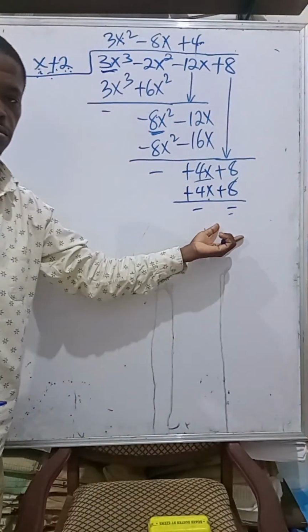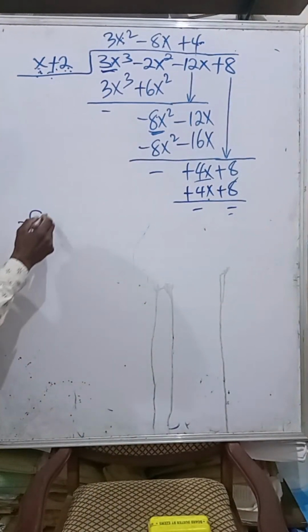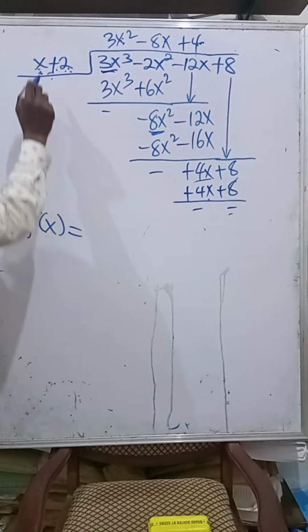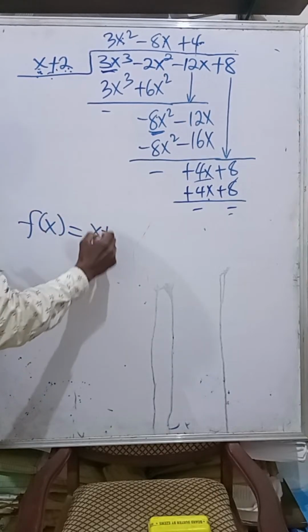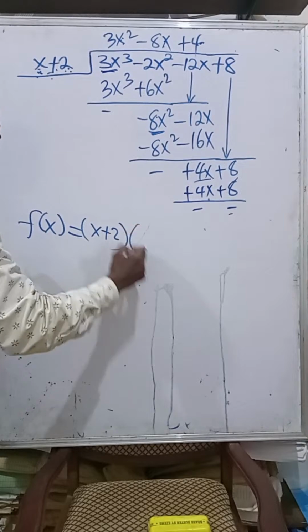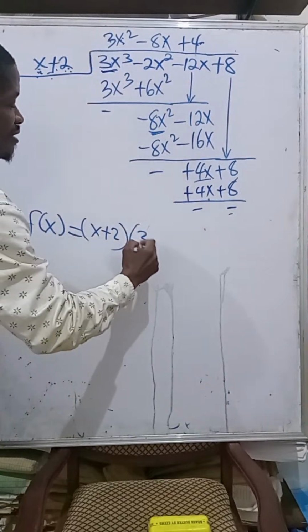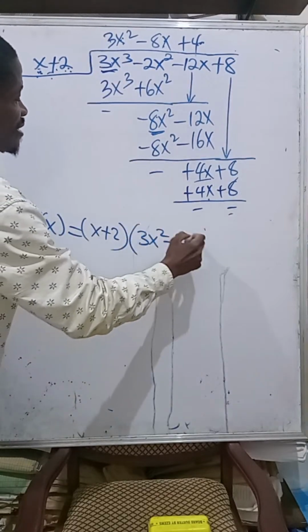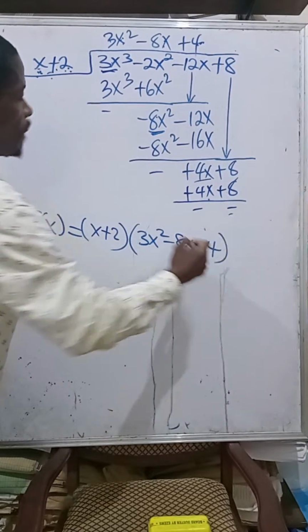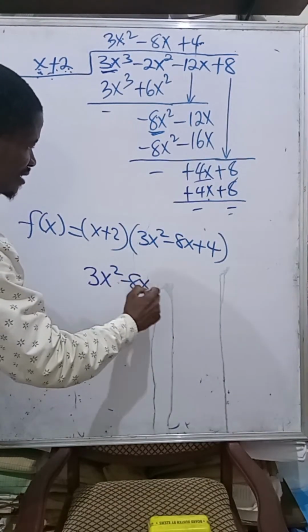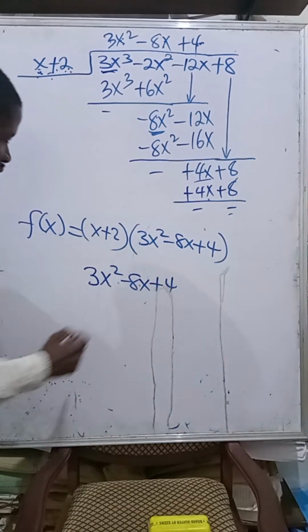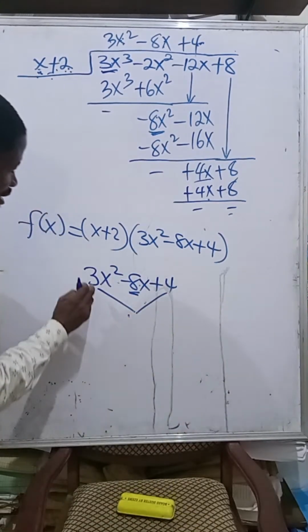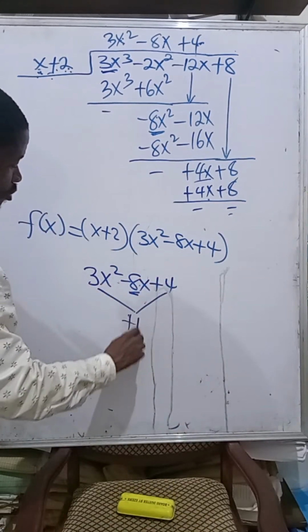Then the polynomial will now become the first factor, x plus 2, times your quotient, 3x squared minus 8x plus 4. Okay, apply this one together. This one times this one, that's a plus 12x squared.